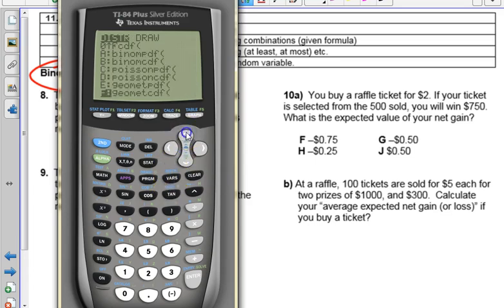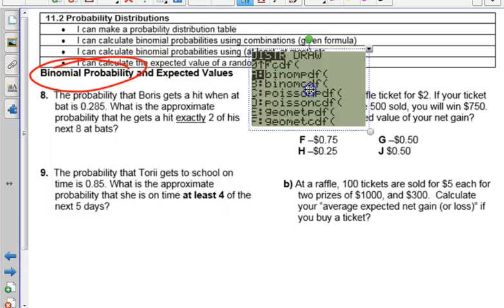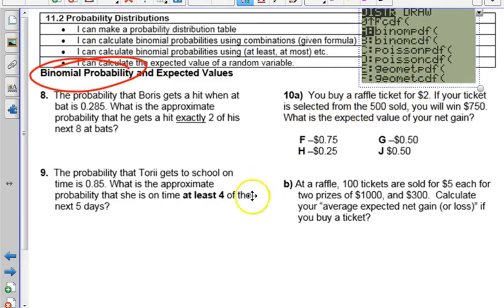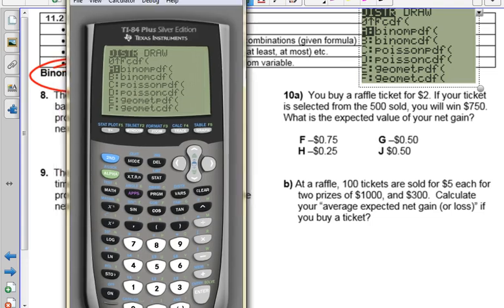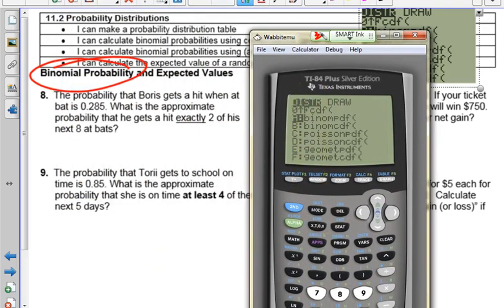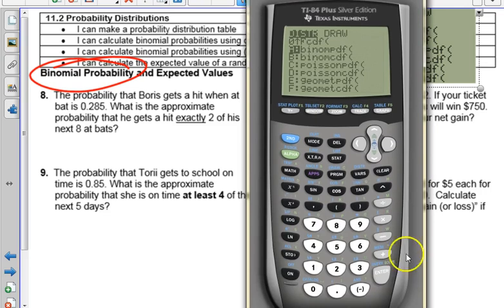It's binom PDF, which is choice A on your calculator. And it's written on your reference sheet. It even tells you what that stands for.